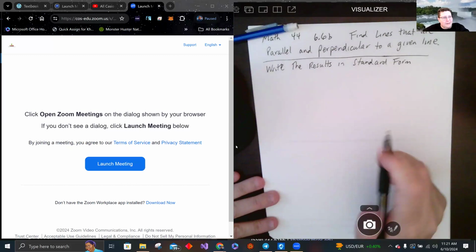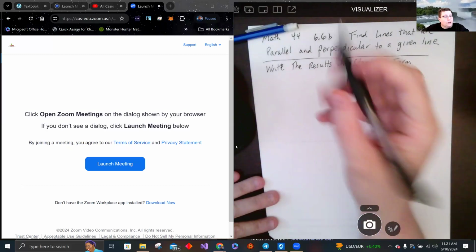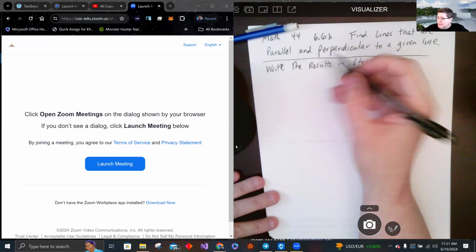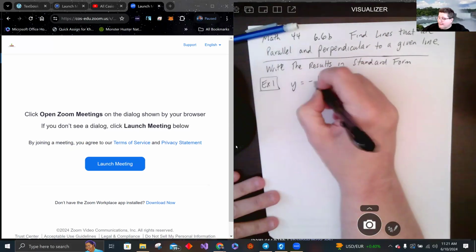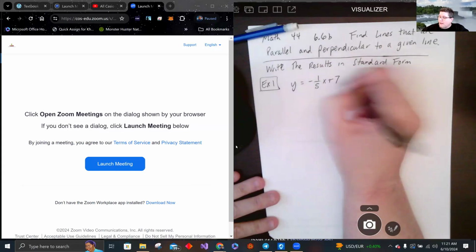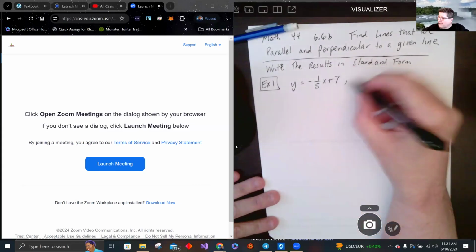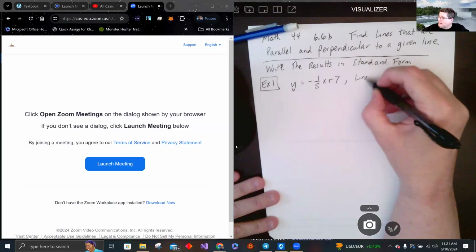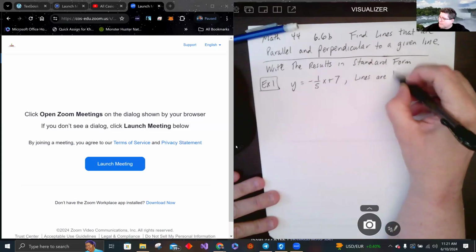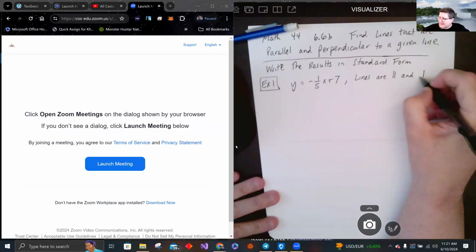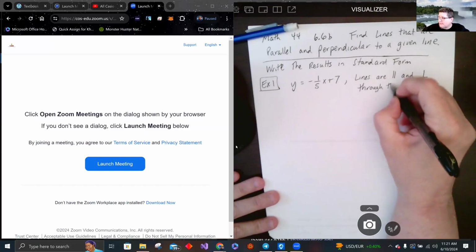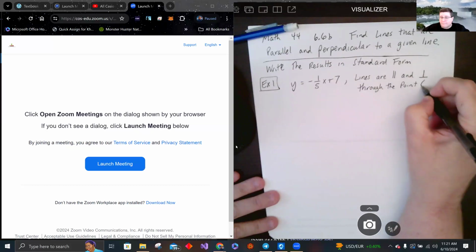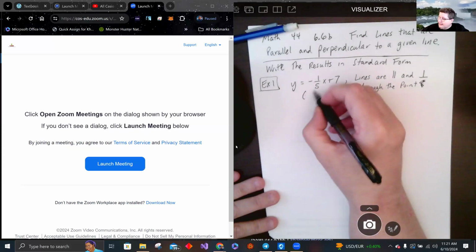We're getting near the end of the semester. It's good to keep you on your toes. So we are going to start with example 1. Y equals -1/5 x plus 7. And we want lines that are parallel and perpendicular to this line through the point. In this case, the point will be (-10, -3).